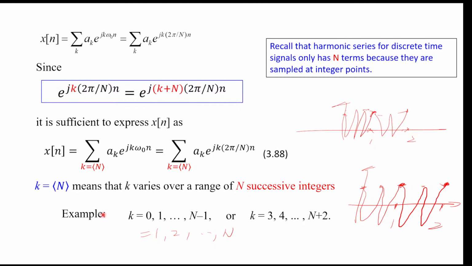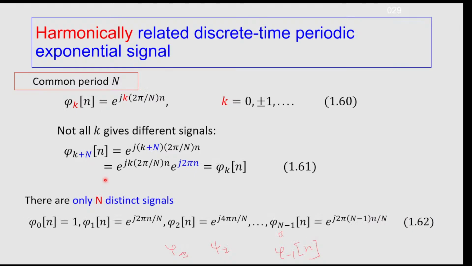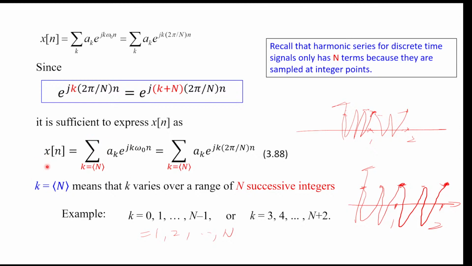And this is the first difference from the continuous-time case. If you remember, this is the synthesis equation. If we have a linear combination of those harmonically related periodic exponentials, it is going to give you another periodic function with period big N. The only difference is that instead of summing over all k, you sum over k in those brackets, big N. And then we see the second difference. So we now have the synthesis equation.